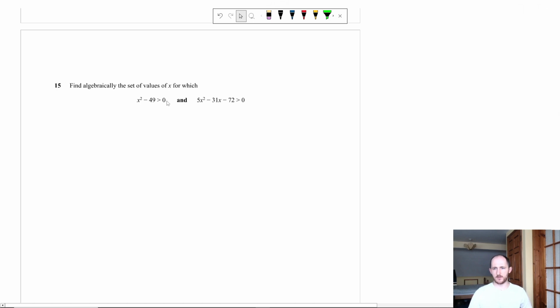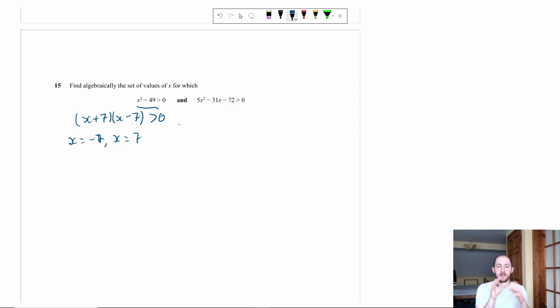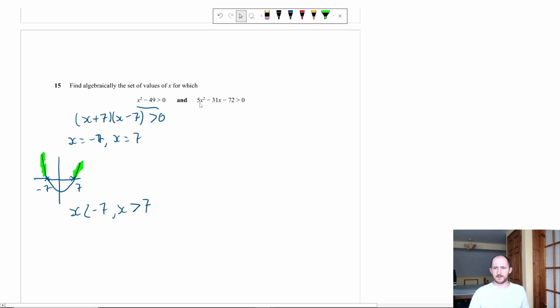And algebraically, the set of values for which this is greater than 0. What I would do here is quickly do this section. If you factorize that, that's just the difference of two squares. So what we need to do now is work out the solutions, which are x is minus 7 and x is plus 7. Now we need to work out which way the inequality goes. If we sketch this graph out, we have minus 7 over here, we have 7 over here. If we're looking for the values that are above 0, that is these values over here. So my solutions there are x is less than minus 7 and x is greater than 7.